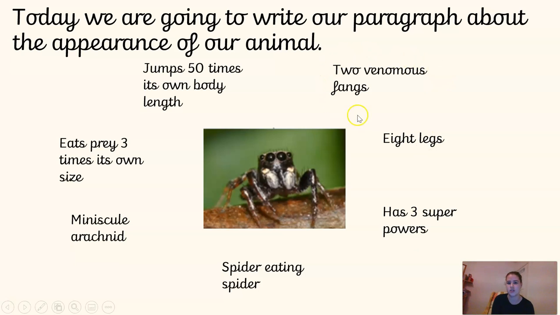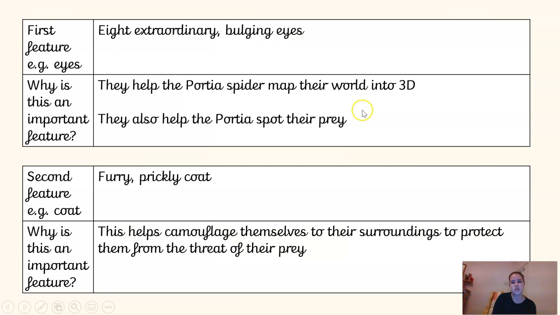So I'm going to be looking at the 2 venomous fangs that it has on the front of its face. I'm going to be talking about the 8 legs and its 3 superpowers that it has. So rather than focusing all of those in one paragraph, I'm just going to focus on those 3 today to make sure that my writing is really, really good. So this is a little bit of my plan. So this is what I've now had to think about before I start writing.